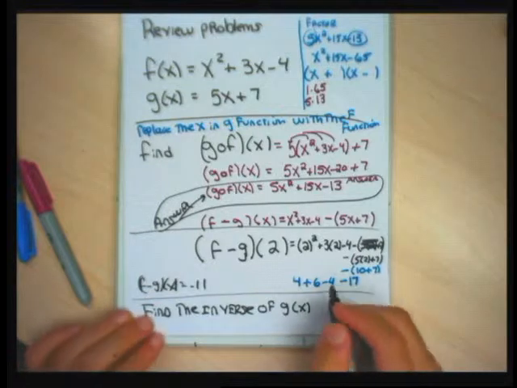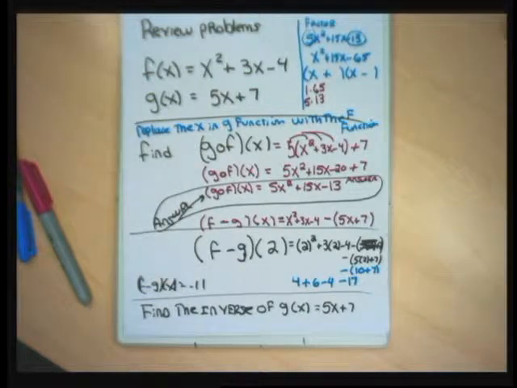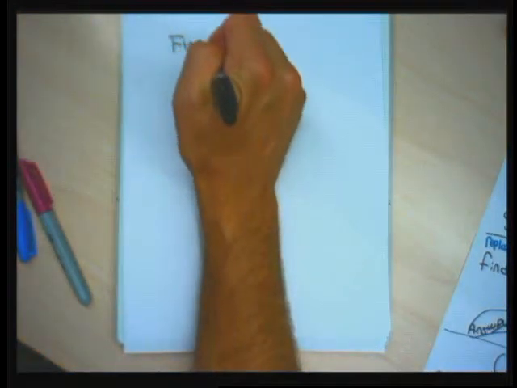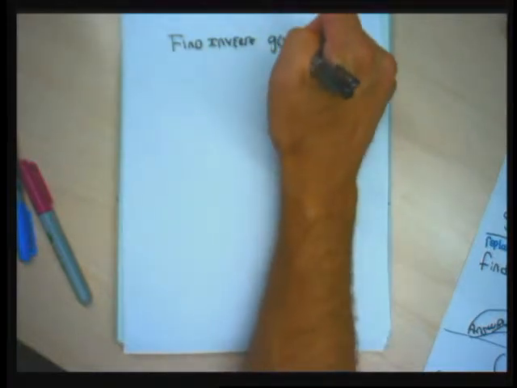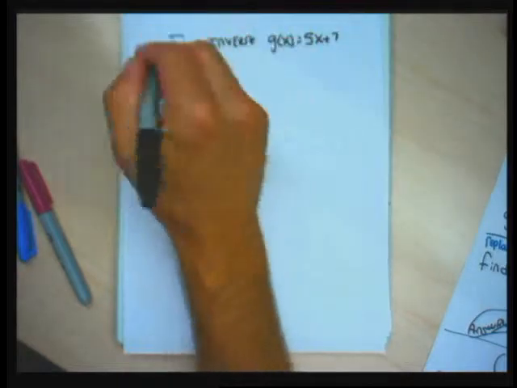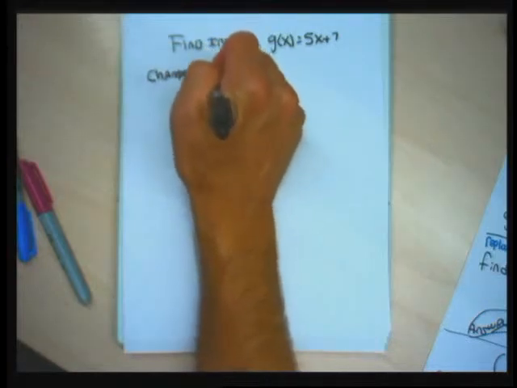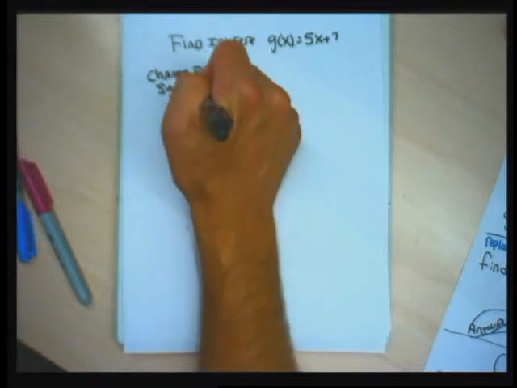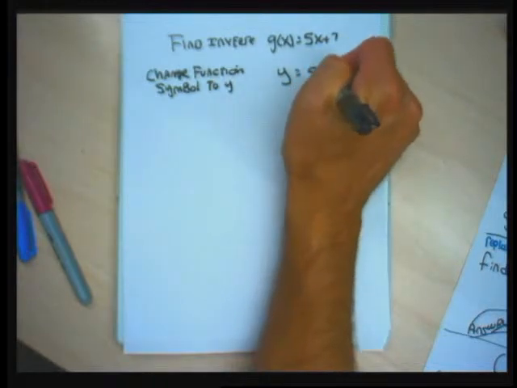The last review problem is from section 5.2. I want to find the inverse of g of x equals 5x plus 7. To find an inverse of a one-to-one function that's written in function notation, the steps that we do is first we change the function symbol to the letter y. So we write this as y equals 5x plus 7.